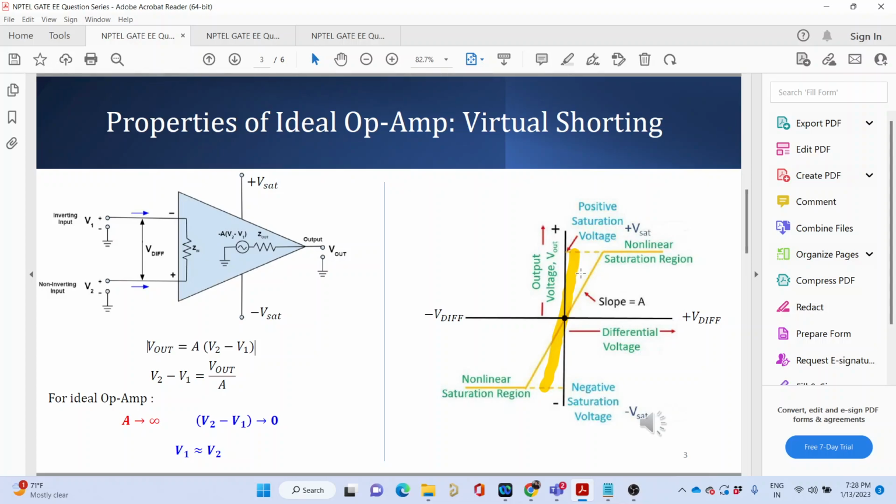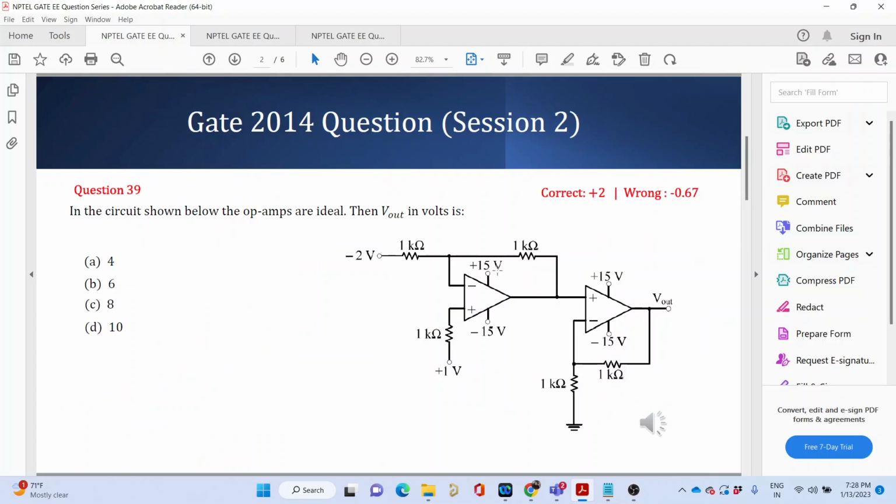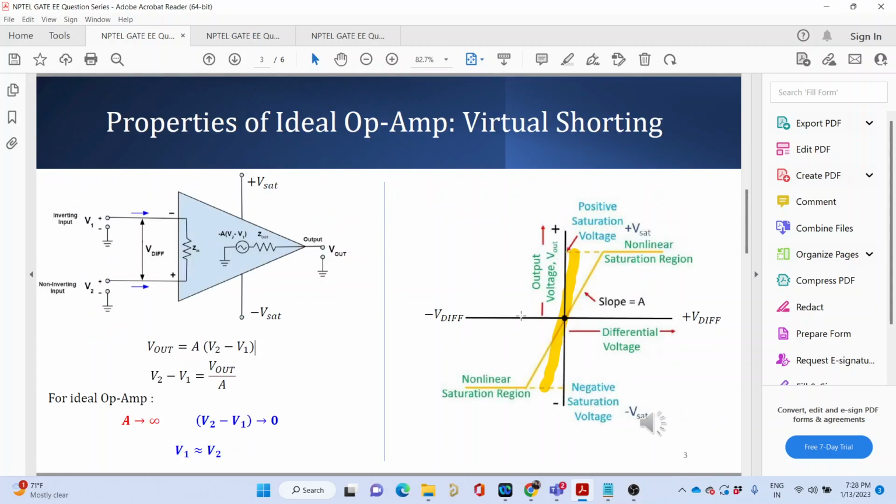So first check in the question whether you have positive feedback in the op amp that you have at hand, or whether there is a capacitor which is saturating the output voltage. No such case is there, no such complications are here in the question. There are simple resistors over here. So I couldn't find why it was so tough.